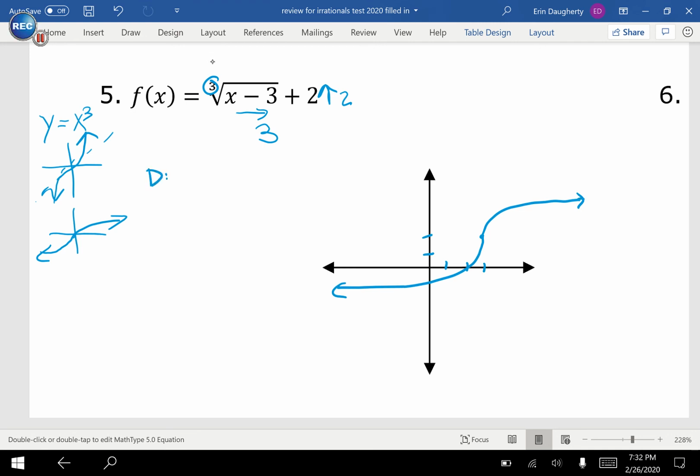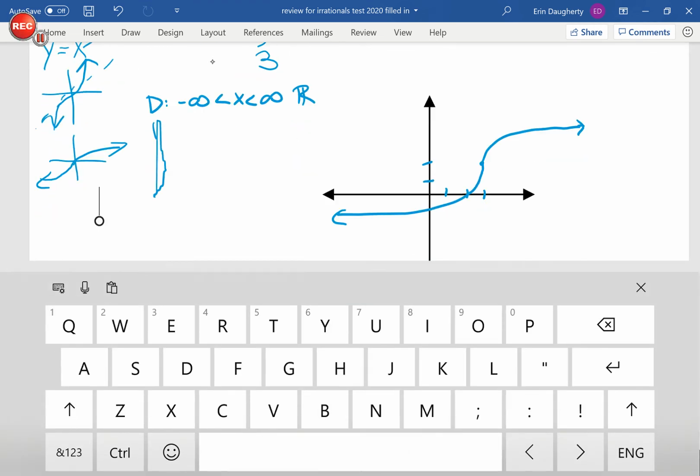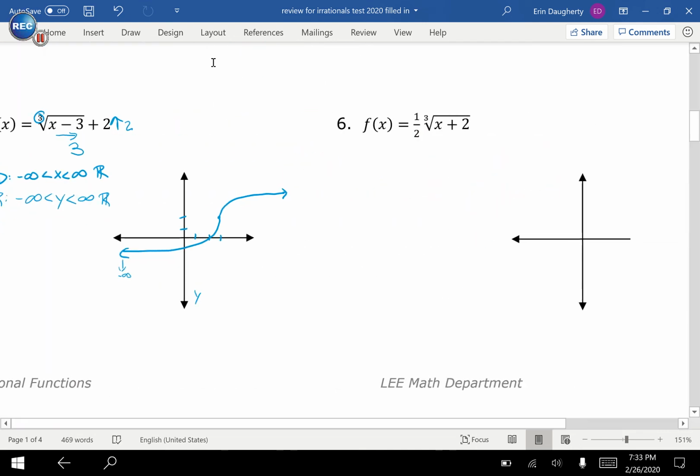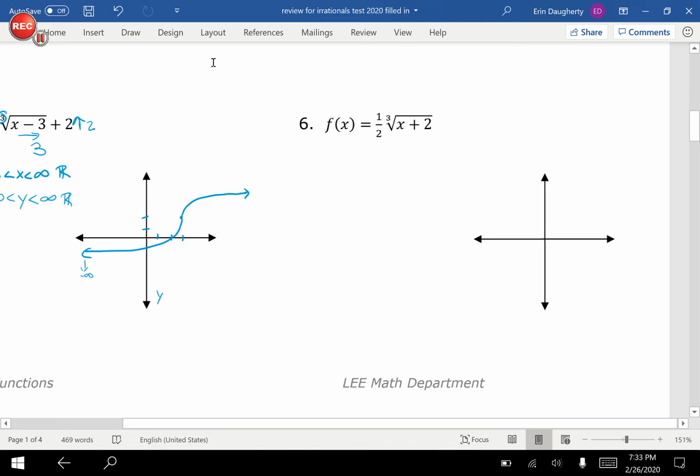So the domain on this one is going to start off at negative infinity less than x less than positive infinity. So we really have all real numbers when we're talking about the domain. Now the range, sorry guys, the range starts off at negative infinity because as this continues to go to negative infinity, it's also going to go down to negative infinity when we're talking about the y-axis. So that's going to be negative infinity less than y less than positive infinity, also all real numbers. So let's go ahead and take a look at number 6.